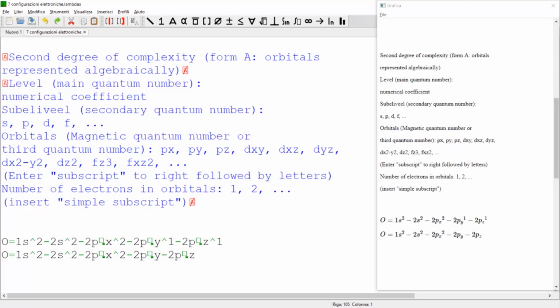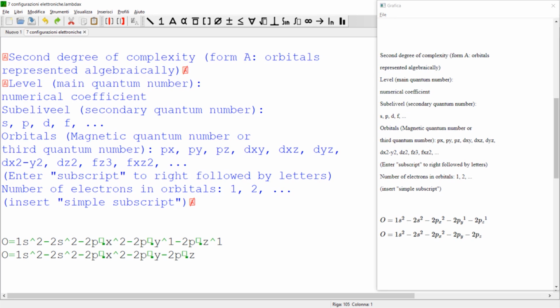Let us now look at the second degree of complexity, form A, orbitals represented algebraically. Level: main quantum number, numerical coefficient. Sublevel: secondary quantum number, s, p, d, f. Orbitals: magnetic quantum number, or third quantum number: px, py, pz, dxy, dxz, dyz, dx²-y², dz², fz³, fxz², etc. Insert a subscript on the right followed by letters.